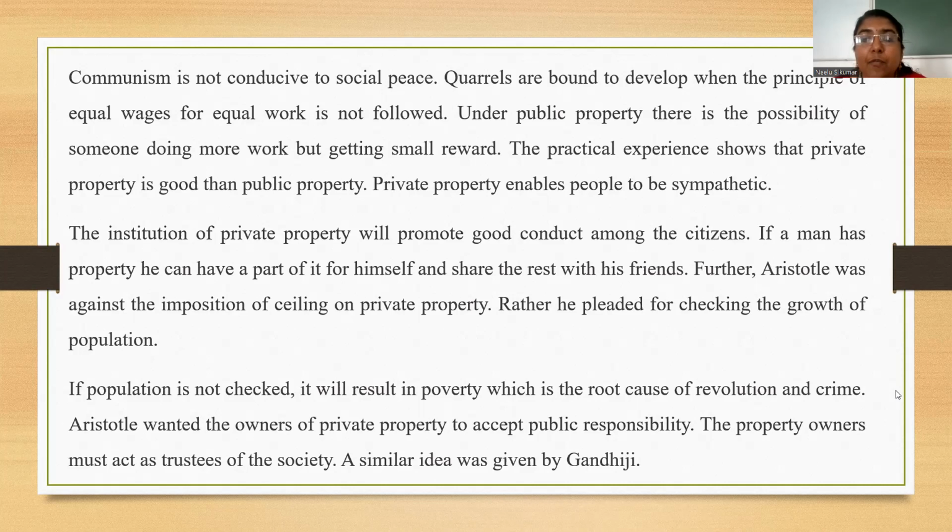Rather, he pleaded for checking the growth of the population. If population is not checked, it will result in poverty, which is the root cause of revolution and crime. Aristotle wanted the owners of private property to accept public responsibilities. The property owners must act as trustees of society. A similar idea was given by Gandhi through his idea of trusteeship.